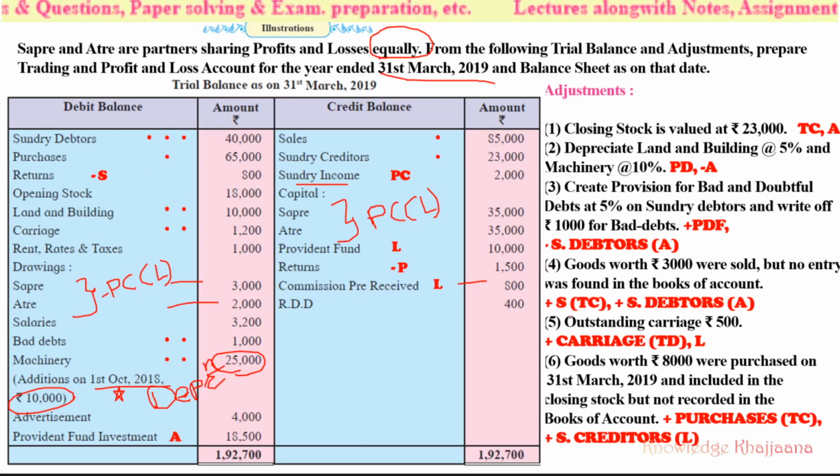One in the profit and loss account debit side as per formula against bad debts, and that much amount we will deduct from sundry debtors on the asset side.